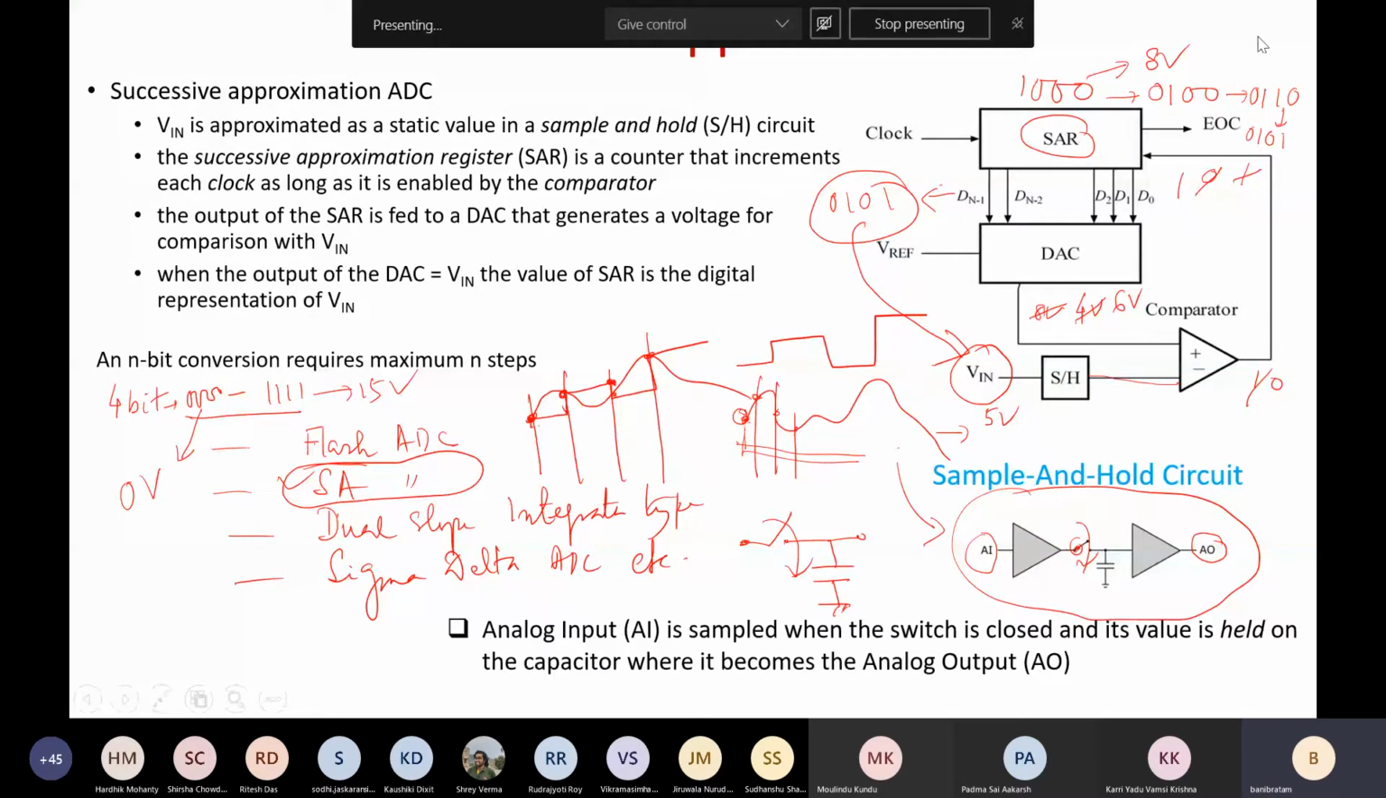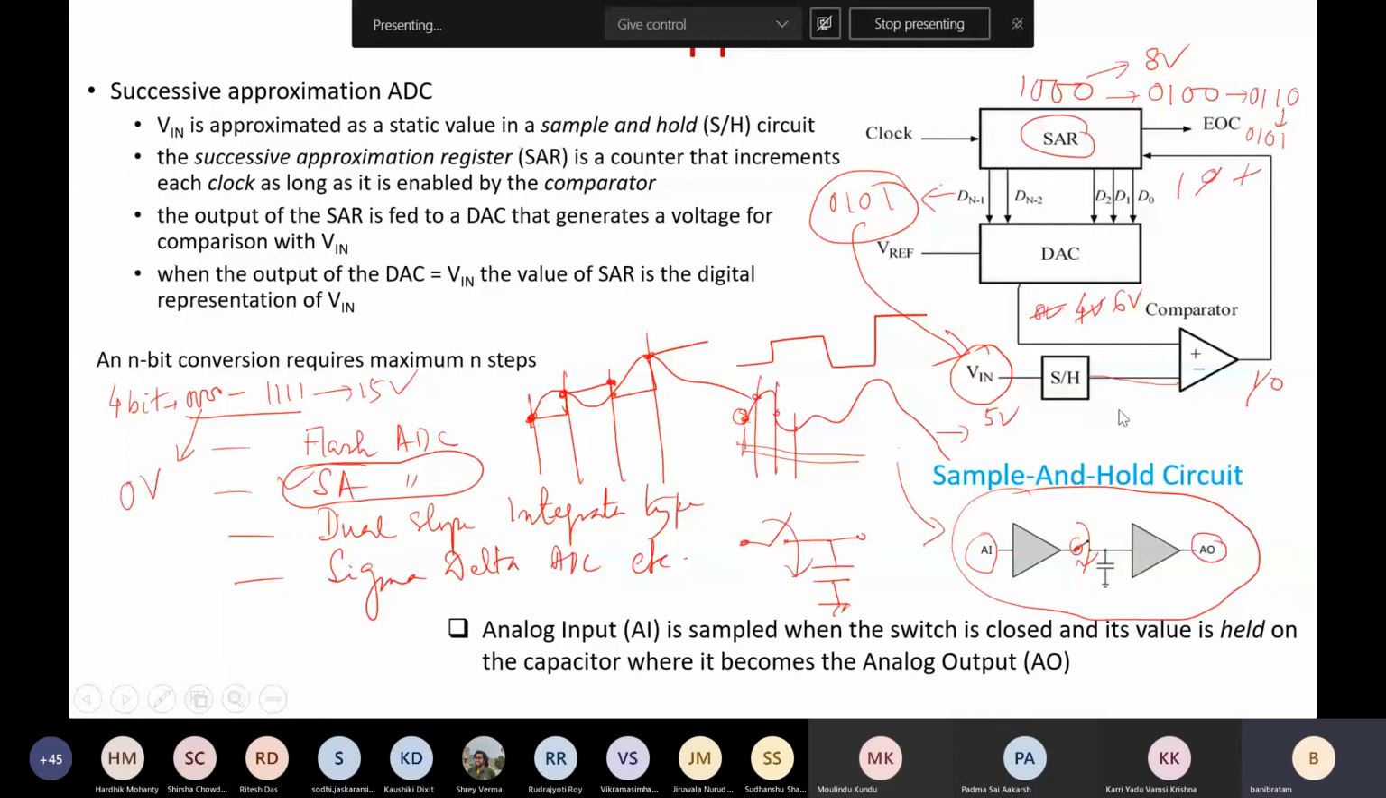Okay, so how will it work? 1000. Typically, for simplicity, here I have considered 0000 to 1111, which corresponds to 0 volt to 15 volt. That is fine. So from that logic, 1000 corresponds to how much volt? 8 volt. So in this successive approximation register, 1000 is stored, and it will come over here. Then it will go to the DAC. The DAC will convert that 1000 signal, and what will be the corresponding DAC output? It will be 8 volt. And in the analog input, what voltage is fixed here? 5 volt.